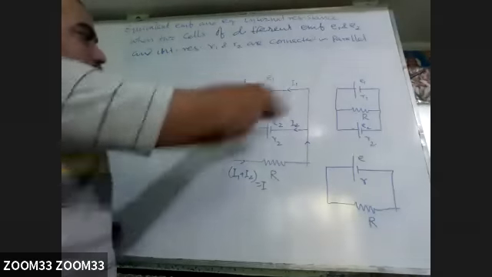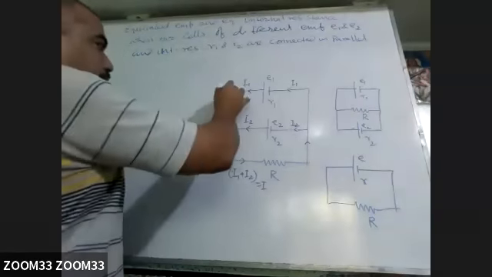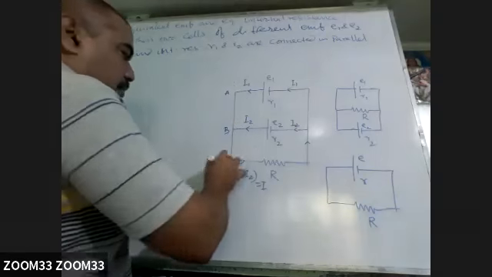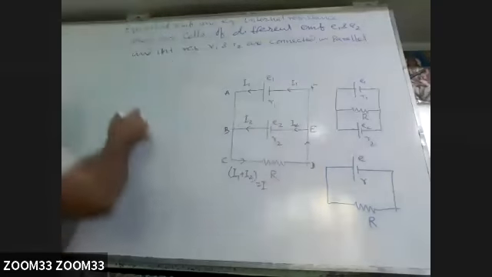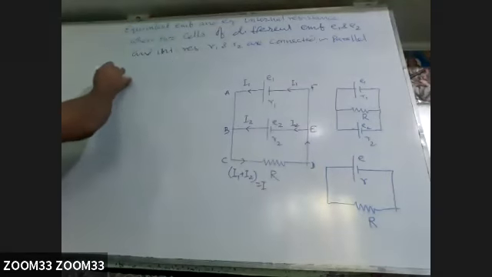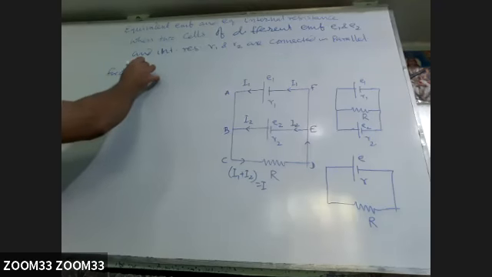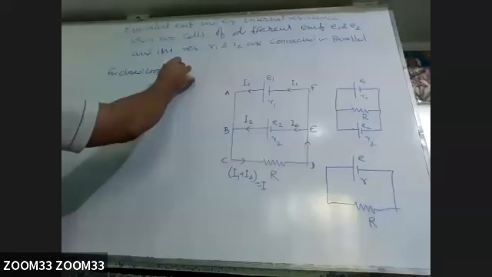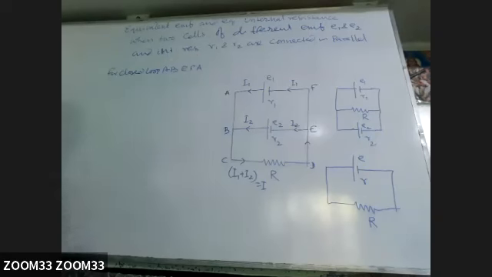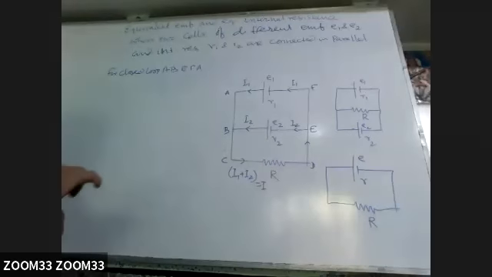Okay, now we will write this. For closed loop A, B, E, F, A, what is the equation? You are free, you can take this whole loop or this loop, no problem. Any two different loops you can consider. So what is the equation for this?